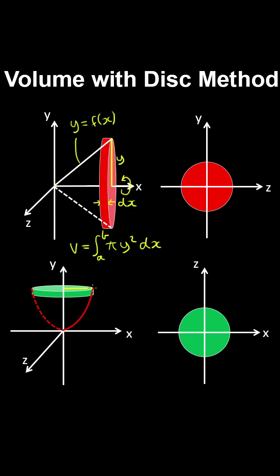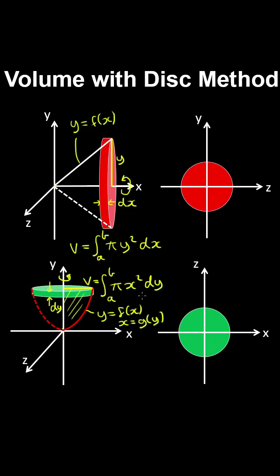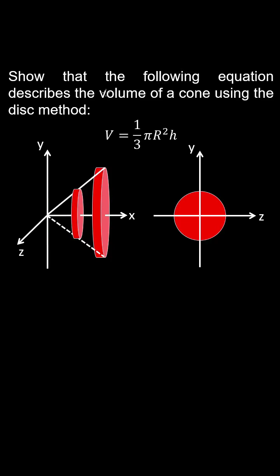Now we can also revolve a two-dimensional region about the y-axis. So in this case, the disk is going to have a radius of x, and this time the thickness of the disk would be dy. And then we integrate from y equals a to y equals b, and that gives us the volume of the solid. So you just solve for x to basically write x in terms of y, and you'll be able to evaluate that integral.